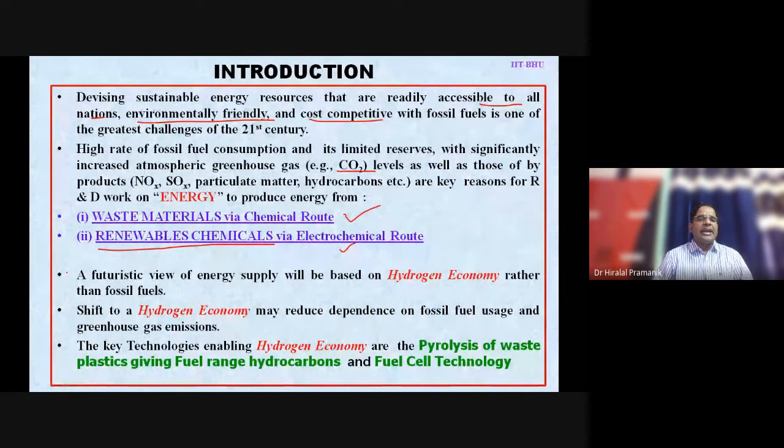If you see many journals or news nowadays, there is always hydrogen energy. Our government is also trying to focus on hydrogen energy and to make India a hub of hydrogen, to provide this hydrogen fuel globally. So making India a hub of hydrogen gas production is a mission of the Government of India. It is a mission mode project launched by our honorable Prime Minister.